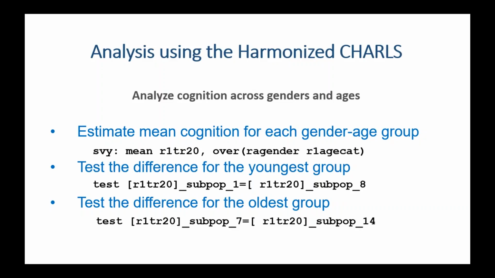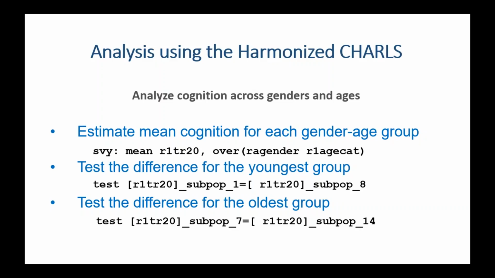So then let's go back to the second analysis we're going to do in part one. Let's analyze cognition across genders and age groups. We've seen that there's not much difference if you look at ages 45 to 110, right, end of life. But there could be differences in different age groups. So let's look at that.